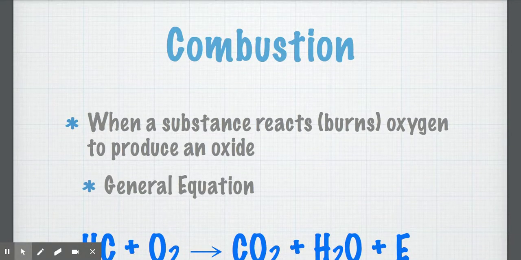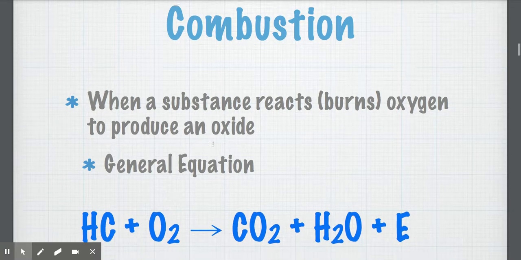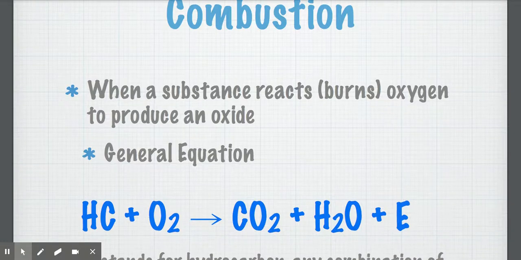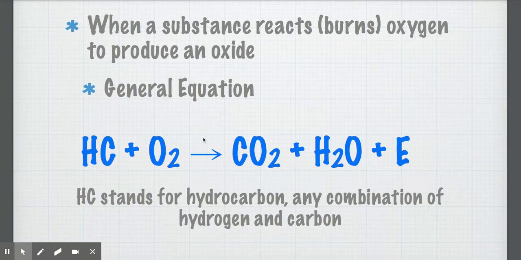Let's start with the one that students can sometimes find confusing, but I really think is the easiest. This is an example of a combustion reaction. Combustion is when a substance burns in oxygen to provide an oxide. That sounds kind of confusing, so let's break this down using our general equation. Combustion is always going to involve oxygen, so you're always going to see oxygen as one of your reactants.